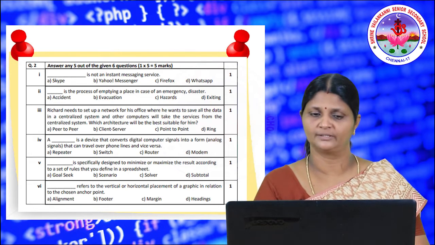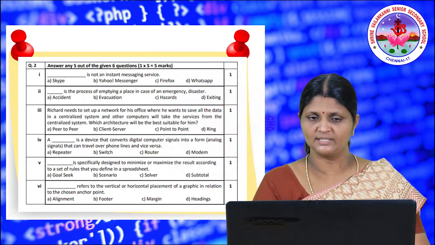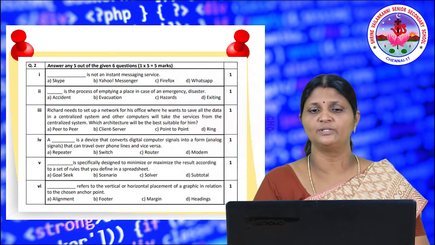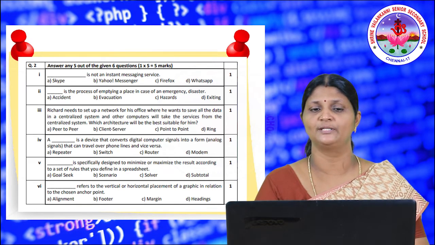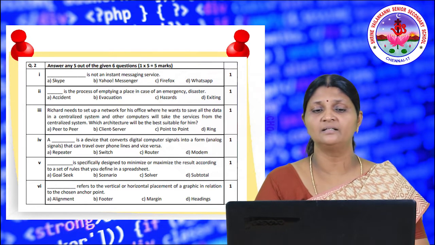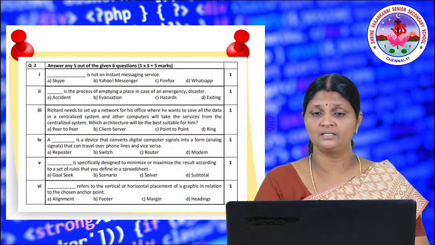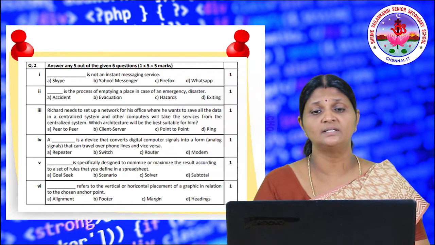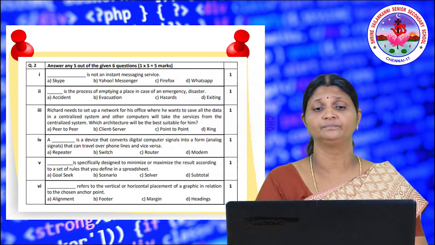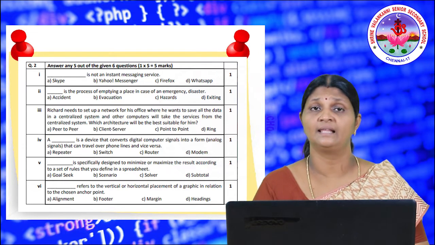Okay, so solver. Subdivision 6, dash refers to the vertical or horizontal placement of a graphic in relation to the chosen anchor point. Alignment, footer, margin, headings. So which is the alignment? Yes, it is alignment.